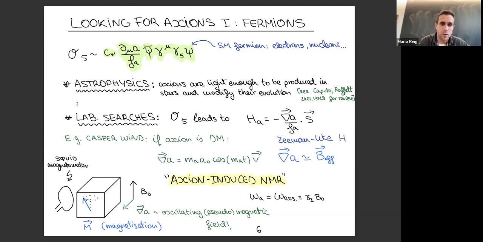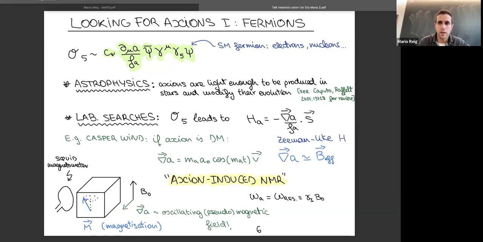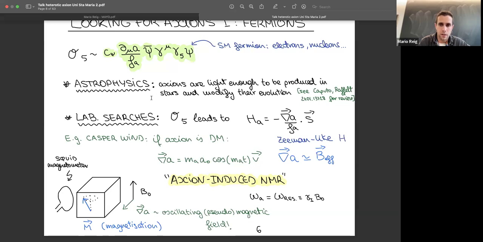Let me just also point out how you can look for axions in the lab. Okay, so if you take this operator O5 and you go to the non-relativistic limit, what you realize is that you get an interaction Hamiltonian, which looks very much like the Zeeman Hamiltonian. You have the interaction of the axion gradient with the spin of a standard model particle like the electron. So what this tells you is that an axion gradient behaves very much as an effective magnetic field, and this motivates several kinds of spin precession experiments.